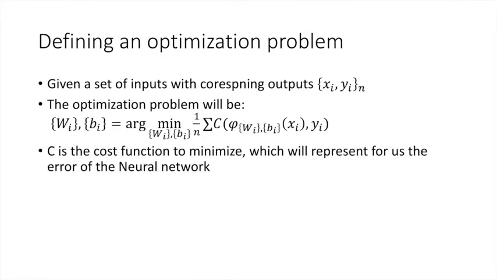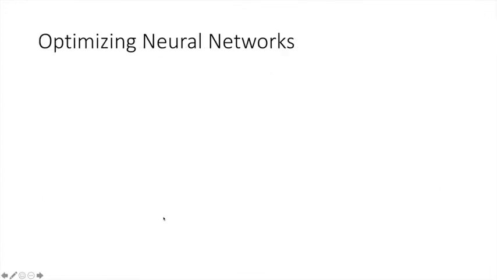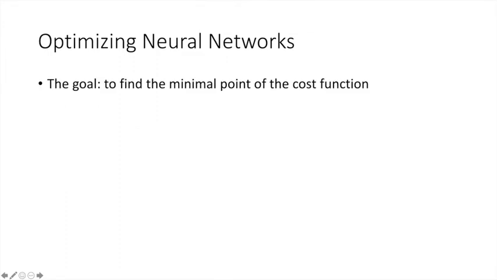It could be MSE, it could be L1 norm, it could be regularized, it could be constrained, it could be anything you want, which will represent for us the error of the neural network. Phi is the function that the neural network dictates using the weights and the biases wi and bi. So the goal is to find the minimal point of the cost function.